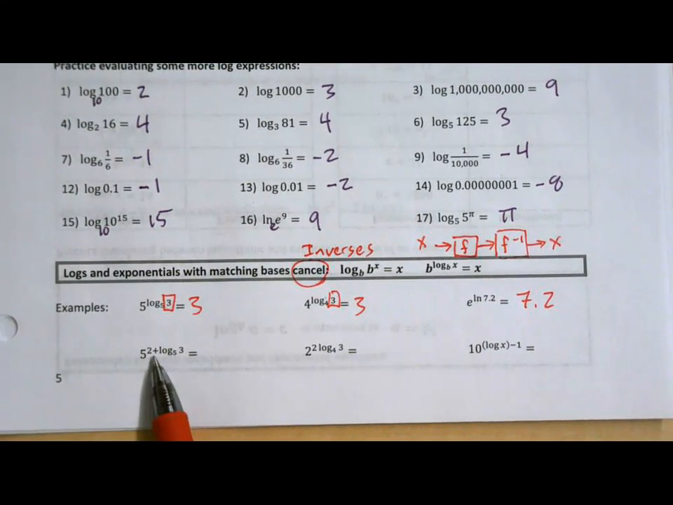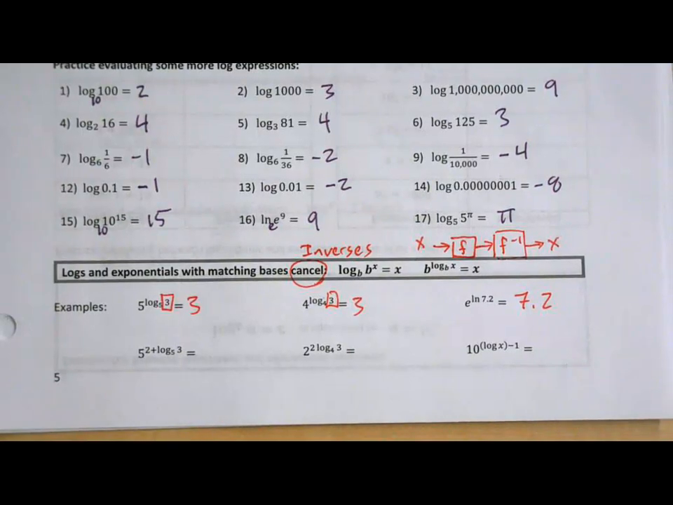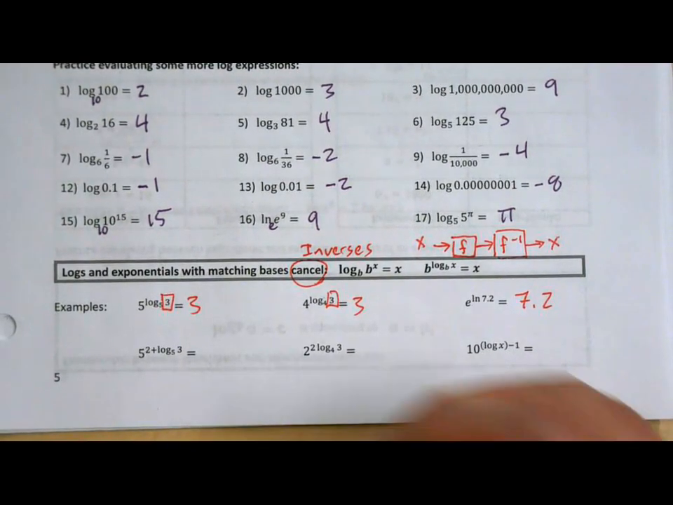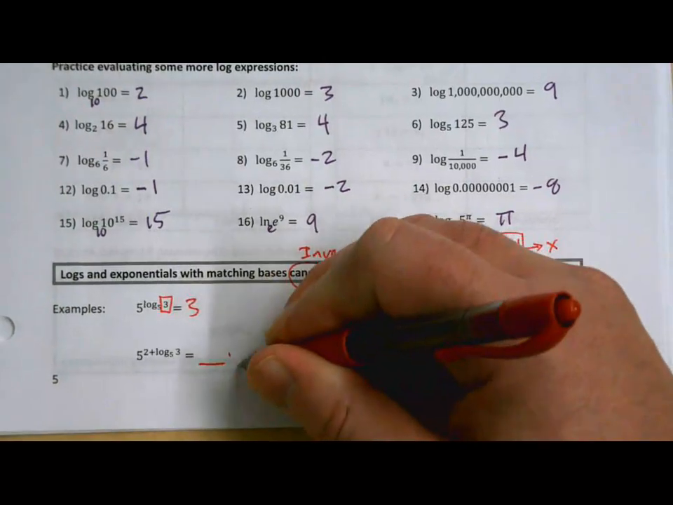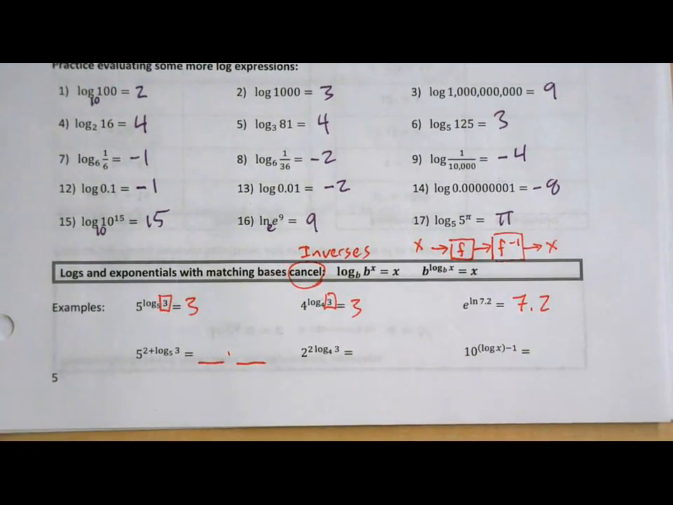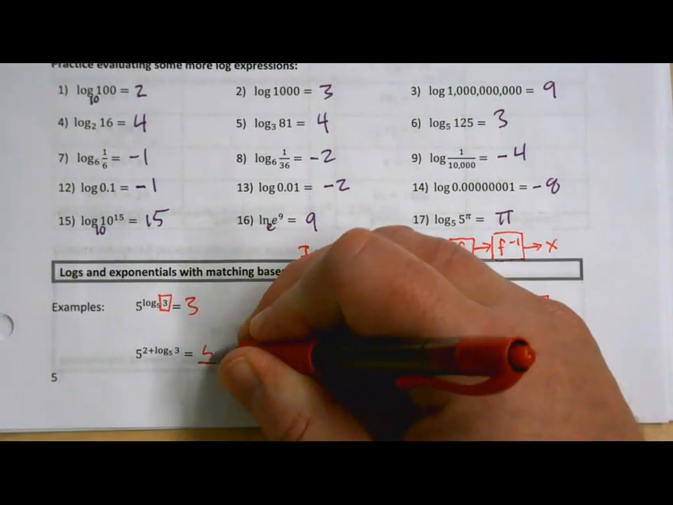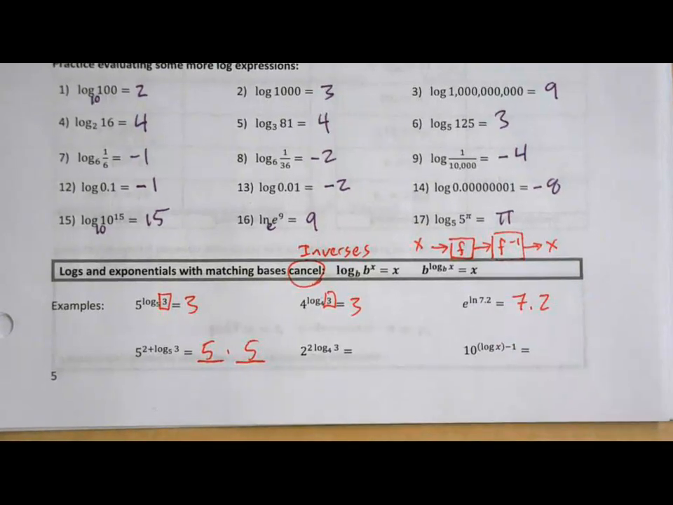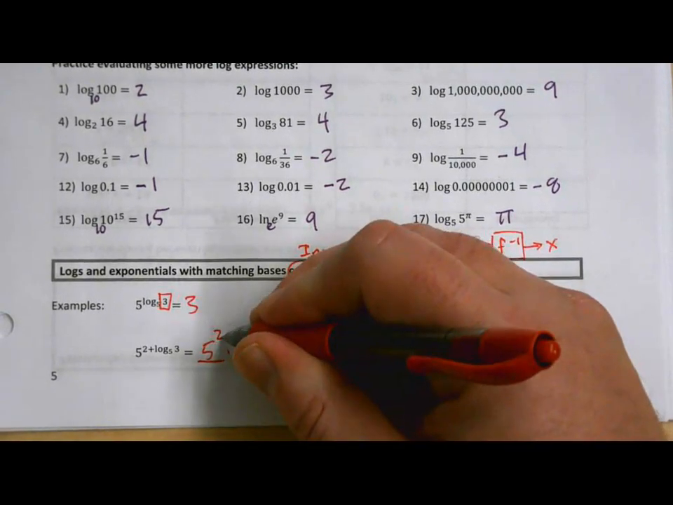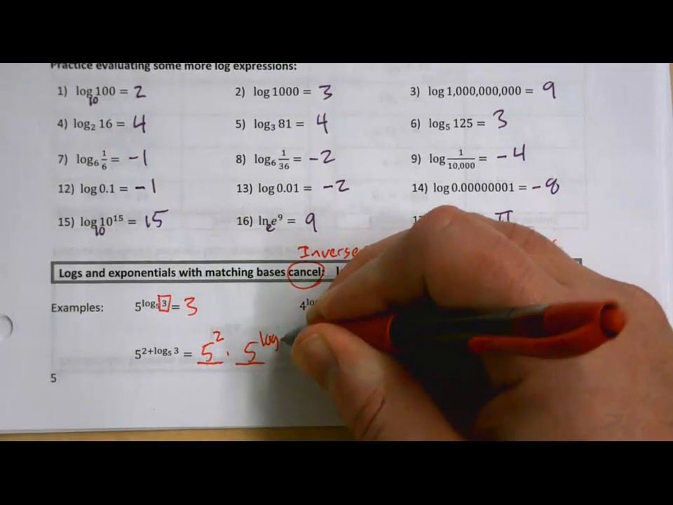separate? When do we add exponents again? When I'm multiplying 2 things. So if I'm multiplying 2 things, then I would add the exponents. What would be the 2 things that I'm multiplying? They're both going to need a base of 5. One's going to be 5 to the 2, and one's going to be 5 to the log base 5 of 3.